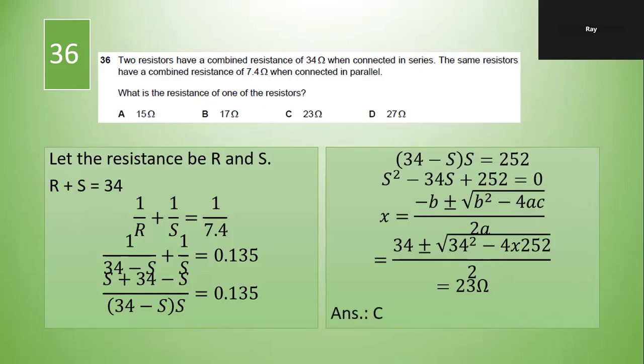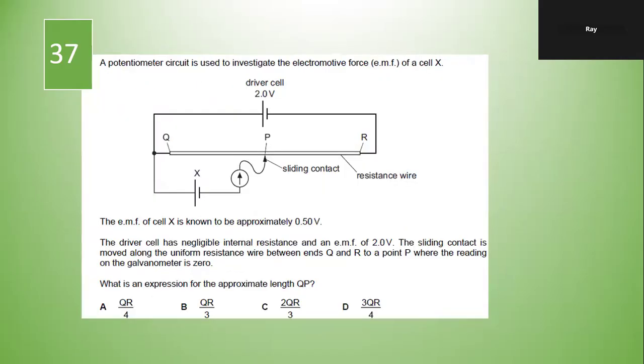Any comment? It's a bit more complicated, but you need to do a lot of maths. It won't happen in paper 2, but in paper 1 it can, because you only need one mark only. Any comment or anything you want me to explain further? No. Okay, let's go to 37 then.